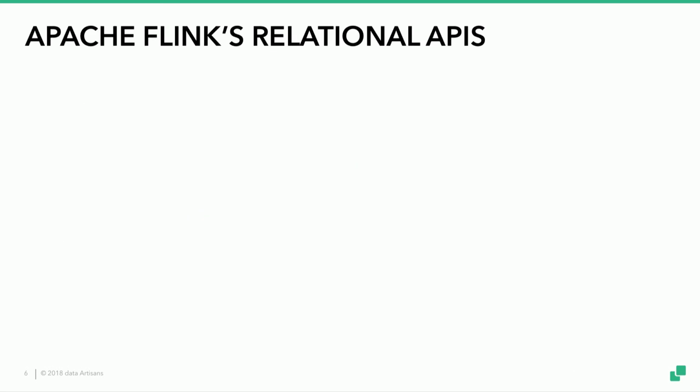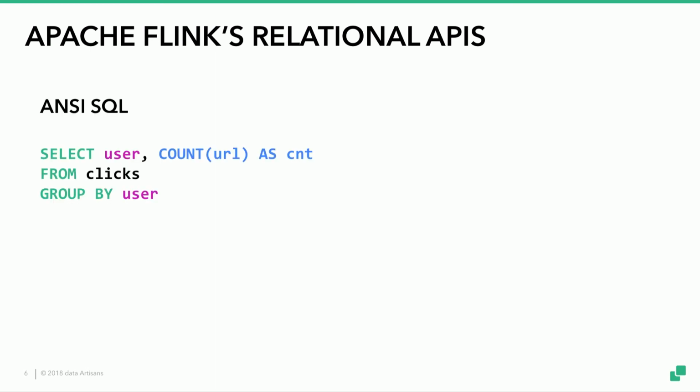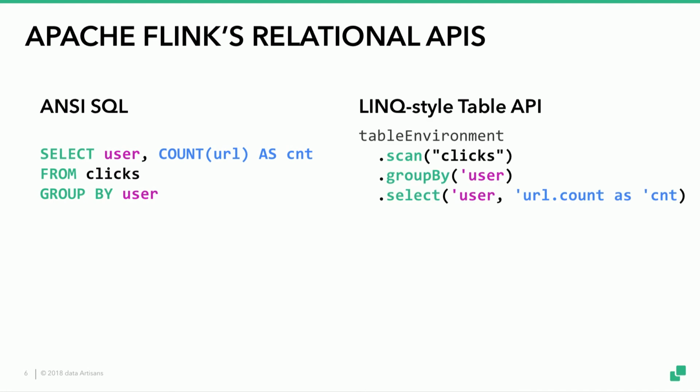Now let's talk a little bit about Flink's relational APIs. First of all, we have ANSI SQL. This is not just a dialect of SQL. This is real standard SQL as it is common in databases. Additionally, we also provide a more LINQ-style API that you can use fluently in Java or Scala. This is especially useful if you want to integrate it into your existing DataStream API application and you don't want to specify everything in just a string.